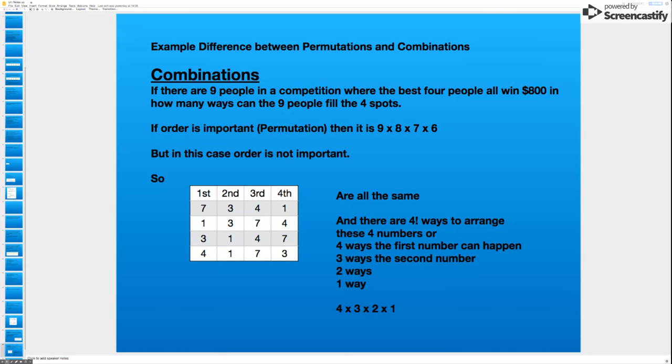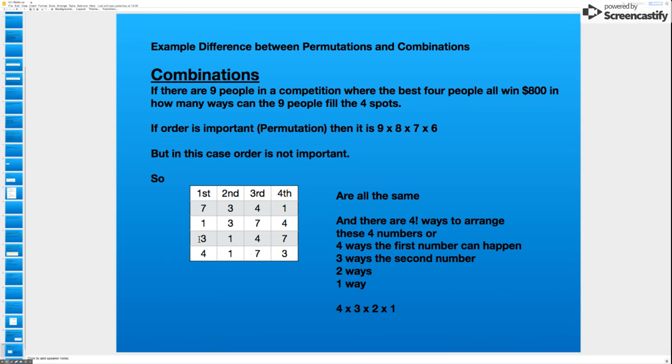If order was important, it's 9 times 8 times 7 times 6. But in this case, order is not important. So let's look down here. If the 7th person comes first and the 3rd person comes second, then 4, then 1, all of these are the same, and many, many more. So 7, 3, 4, 1; 1, 3, 7, 4; 3, 1, 4, 7; they are all the same.